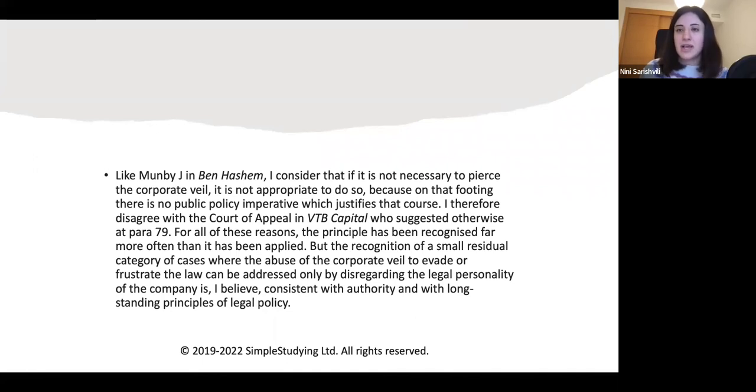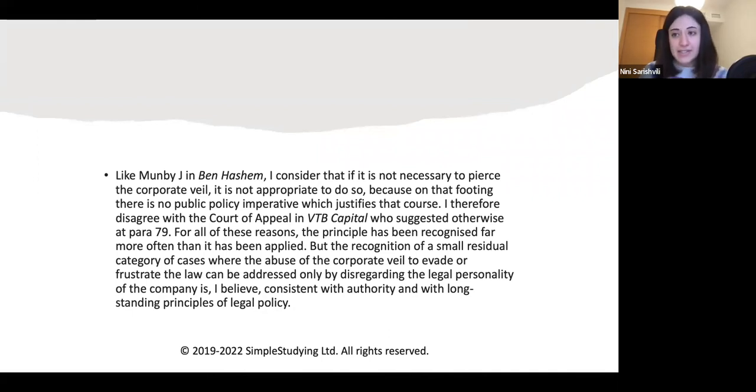And the rules on piercing the corporate veil were a lot more relaxed. If you have a problem question about this topic, you need to apply Prest versus Petrodel, because this is the latest authority on this concept and not the cases before.